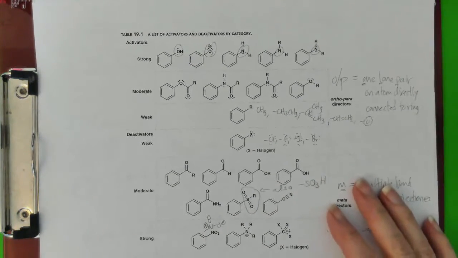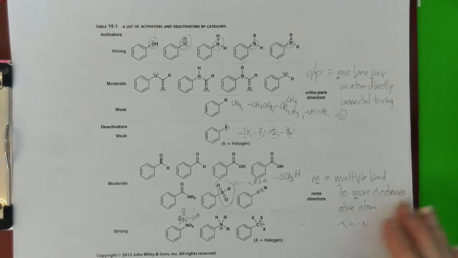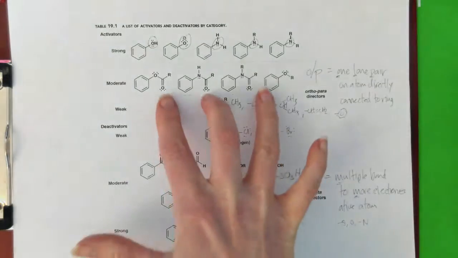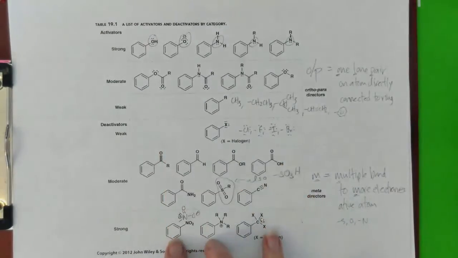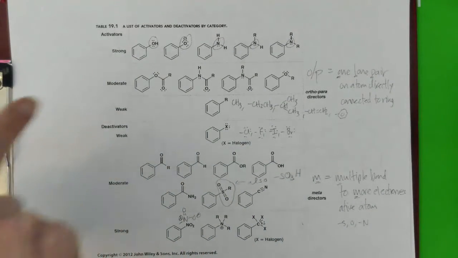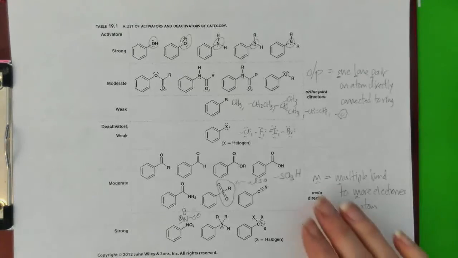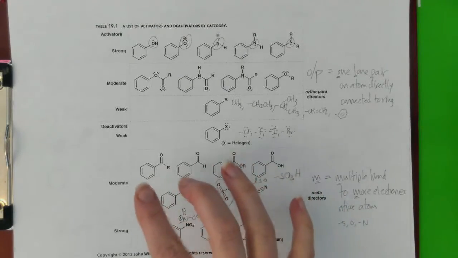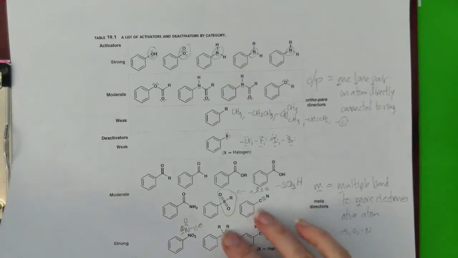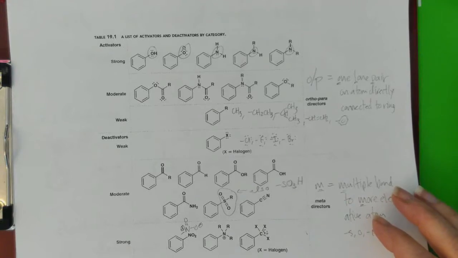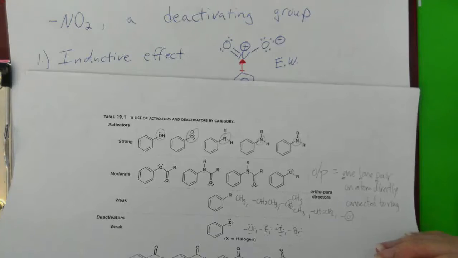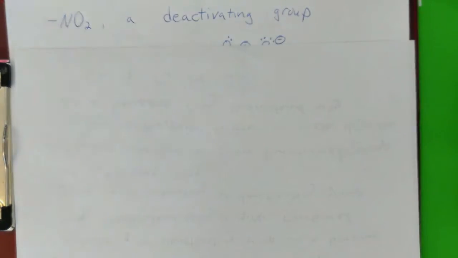Just a reminder, I sent out this handout and it's also available in Learn, and it has a list of all of the activators up here and the deactivators down here. You'll see in the next video where I'll start distinguishing between strong, moderate, and weak. But for now, let's keep it a little simpler and talk about activators versus deactivators. In the last video, you saw me do an example of an activator. So now we're going to turn our attention to a deactivating group.